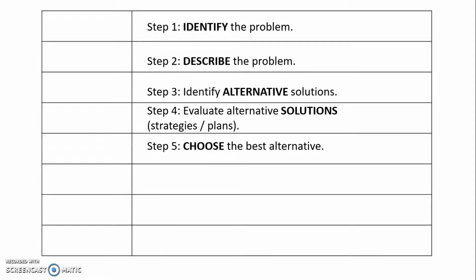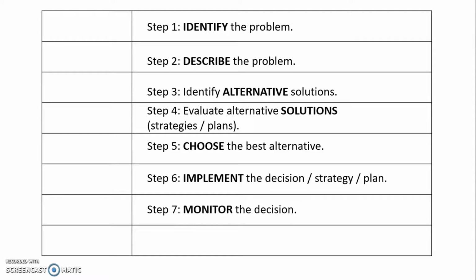At step 6, you will then implement the decision or strategy or plan which you have then chosen. This will be, for example, implementing a certain campaign into your business, such as putting up posters or sending out an email, etc. Step number 7 is to monitor the decision. That is to look at the effects and what other outcomes your decision has, either on your business or on other things in the environment.